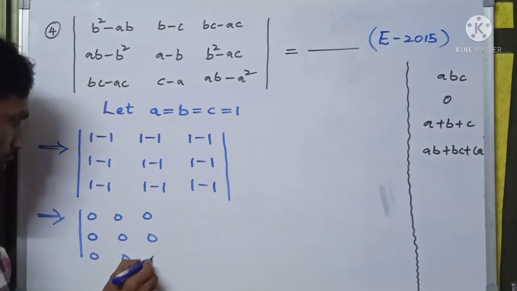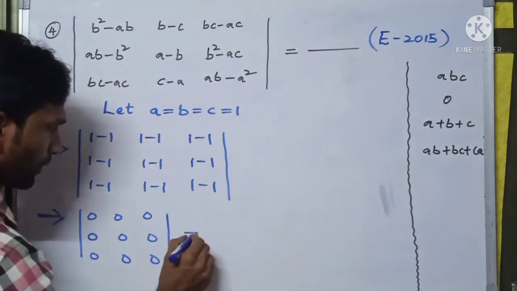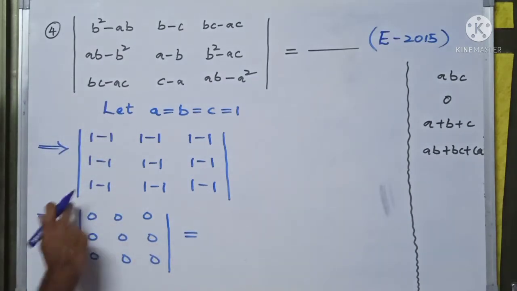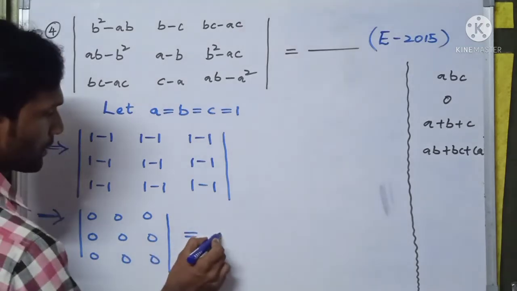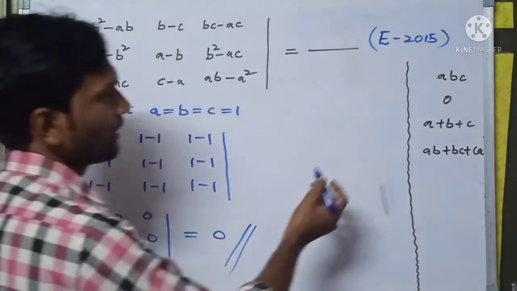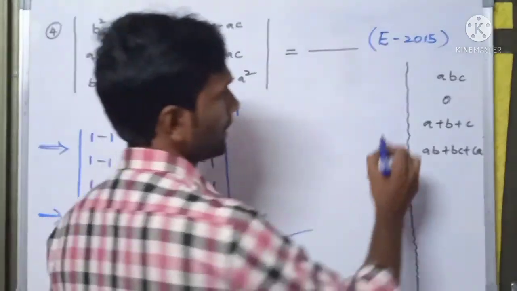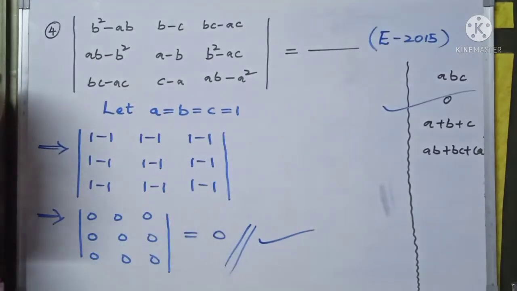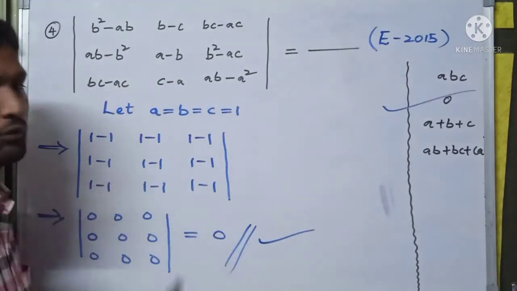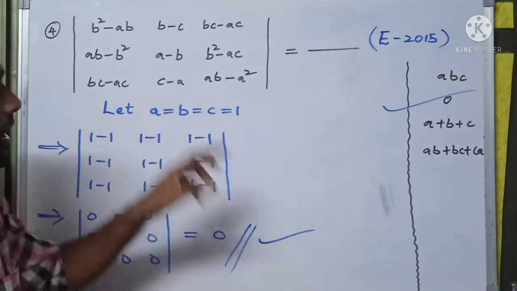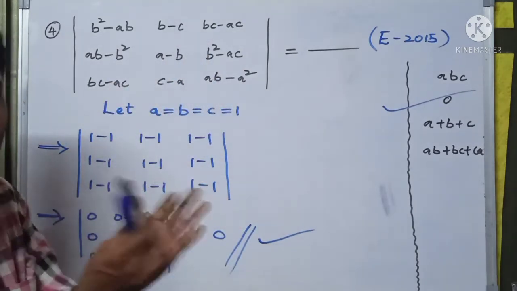Next 0, 0, 0. If all the elements in the given determinant are zeros, then the value of the determinant is also equal to 0. So finally the value of the given determinant is 0. That means the second option is correct. So this is the process for finding the value of a given determinant when it is involving some unknown values.